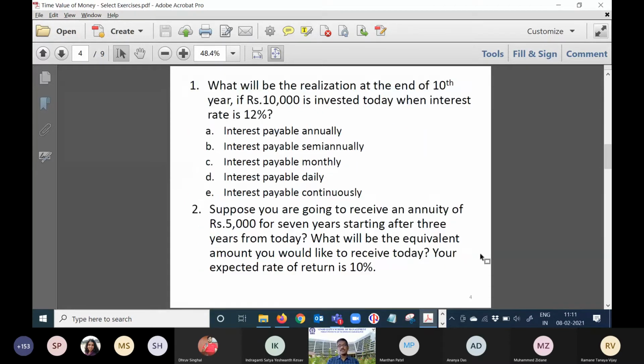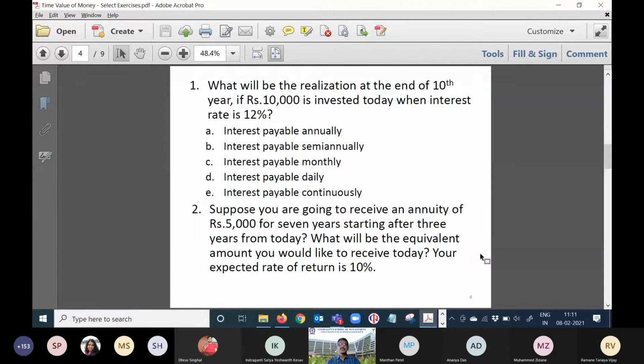So let's go to the first one. It's very simple. What will be the realization at the end of the 10th year if 10,000 is invested today when interest rate is 12%? Interest payable annually. What will be the formula? You can have a glance at this. First one talks about annually, second semi-annually, third monthly, fourth daily, and fifth continuously. Please remember this so that when I use the whiteboard, I will not come back to this particular slide.